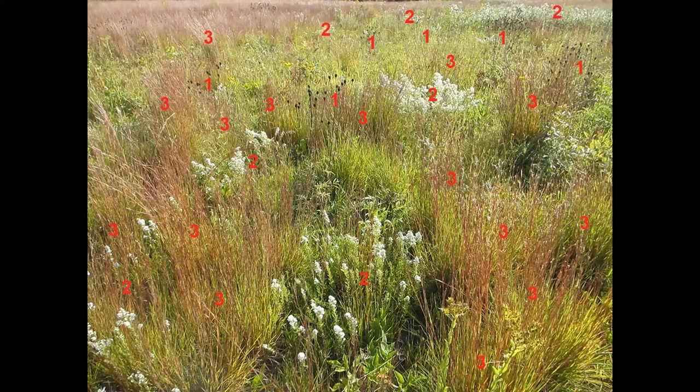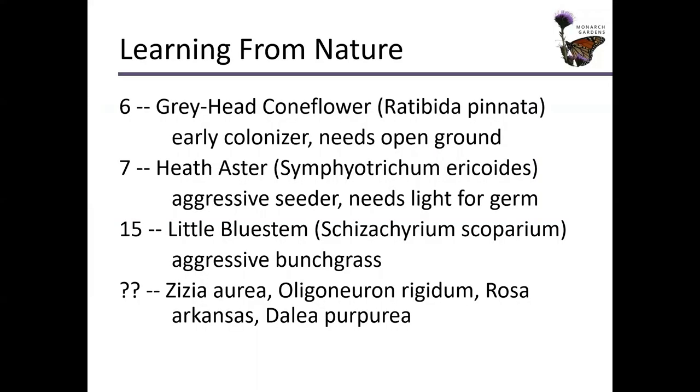We're looking at this again, because I actually went and counted the plants in this image. We had six gray-headed coneflowers, seven heath asters, and 15 little blue stems. And more than that too, we have seedlings in there. And then we have other species like the zizia, the goldenrod, the Rosa arkansana, and the dahlia are all in there.